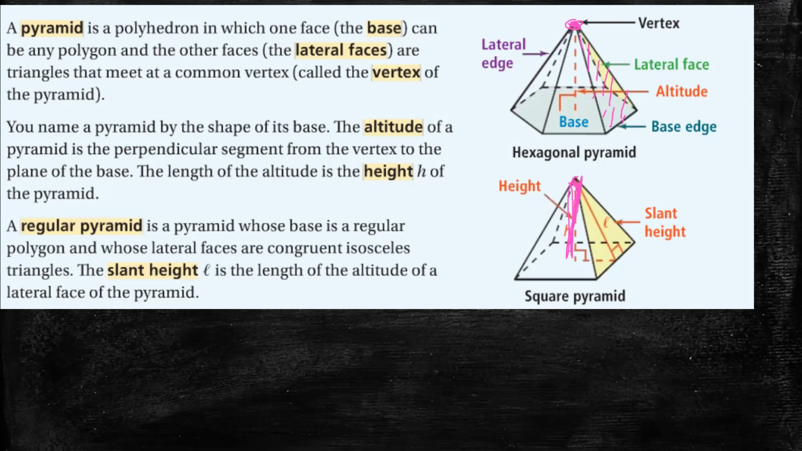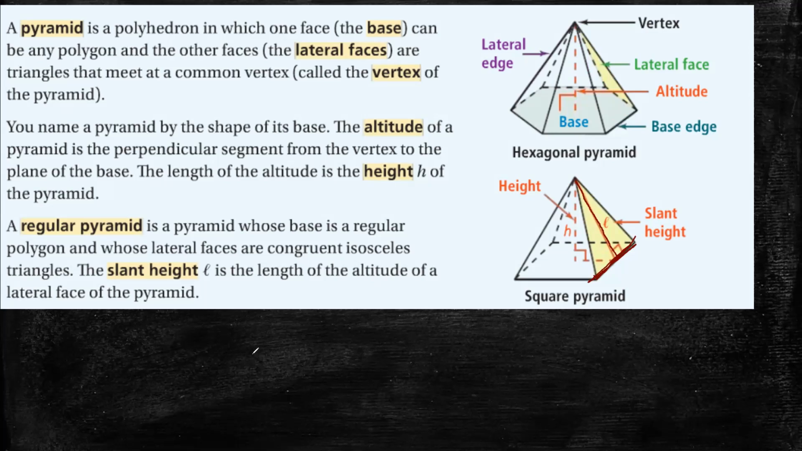Now, there's something else we call the slant height. What is the slant height? Look at this triangle here, or look at any lateral face. The altitude from the vertex, perpendicular to one side of the base, that is, the length of the altitude that is perpendicular on the lateral face, we call the slant height.